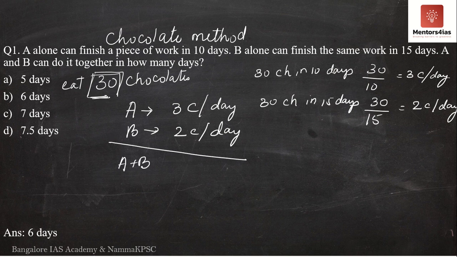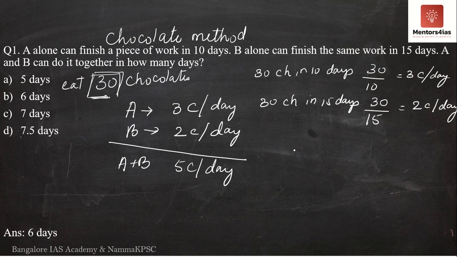A plus B. What do I get? 3 plus 2, 5 chocolates per day. So if both A and B are eating 30 chocolates together, in one day how many chocolates will they eat? They will eat 5 chocolates. So 5 chocolates per day is being consumed.